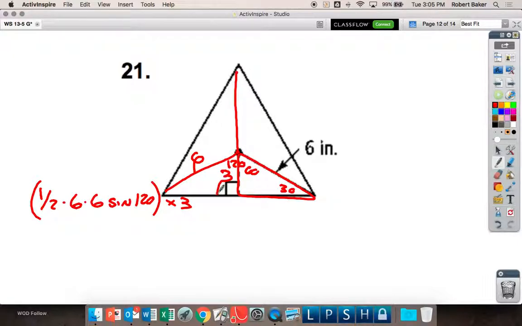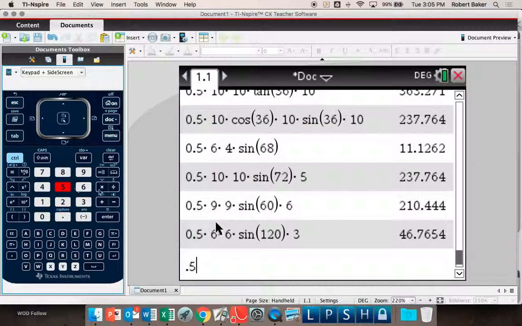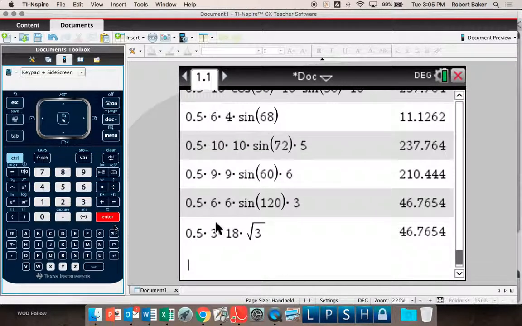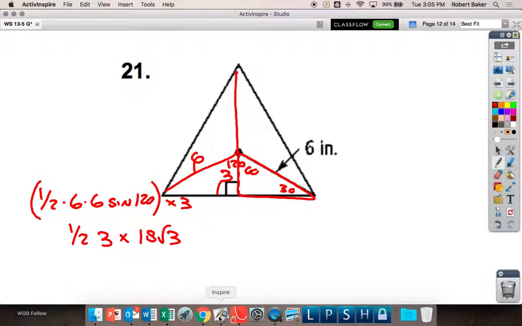Special right triangle tricks. 1/2 the apothem times the perimeter. 0.5 times 3 times, what did I say? 18 square roots of 3. So many different ways to do it. I think in my case, as an adult that's done this a while, the special right triangle tricks are faster. You guys are probably more comfortable using what you just learned. Alright, so all that stuff is great. So let me stop this.